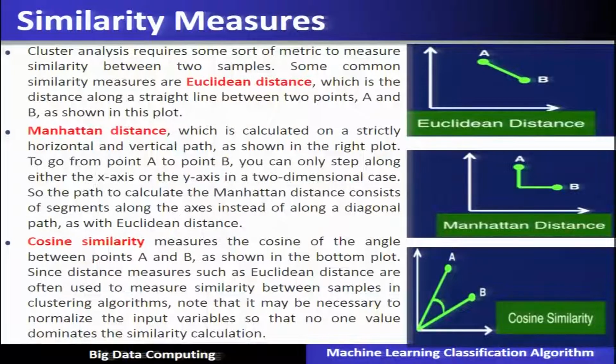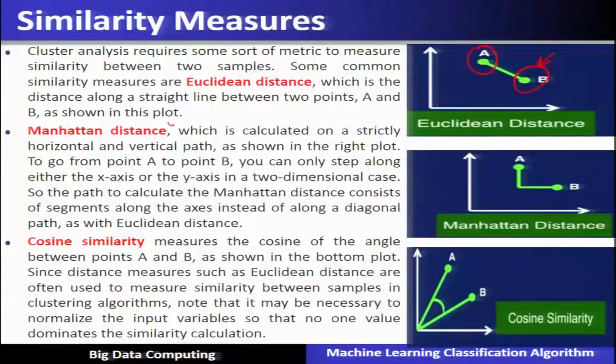Some common similarity measures are Euclidean distance, which is the distance along the straight line between two points A and B, which are shown over here. So, this is called Euclidean distance. Here the measure is about the distance between any two points, shown by the straight line. There is an equation, and Euclidean distance follows the triangle inequality property of mathematics, and this kind of measure is used for clustering and in cluster analysis.